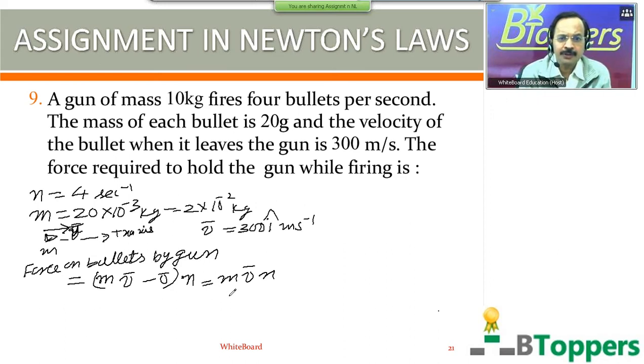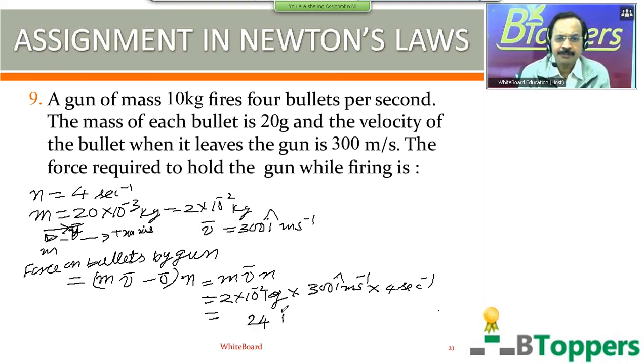So the mass of each bullet is here 2 into 10 power minus 2 kg. V bar is 300 i cap meter per second. N is the number of bullets fired per second, that is 4 per second. So I can simplify this: 24 i cap Newton.